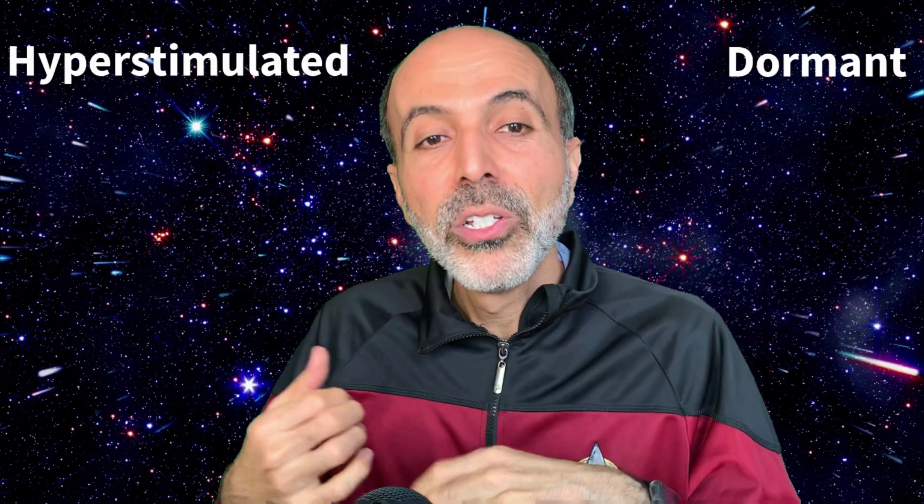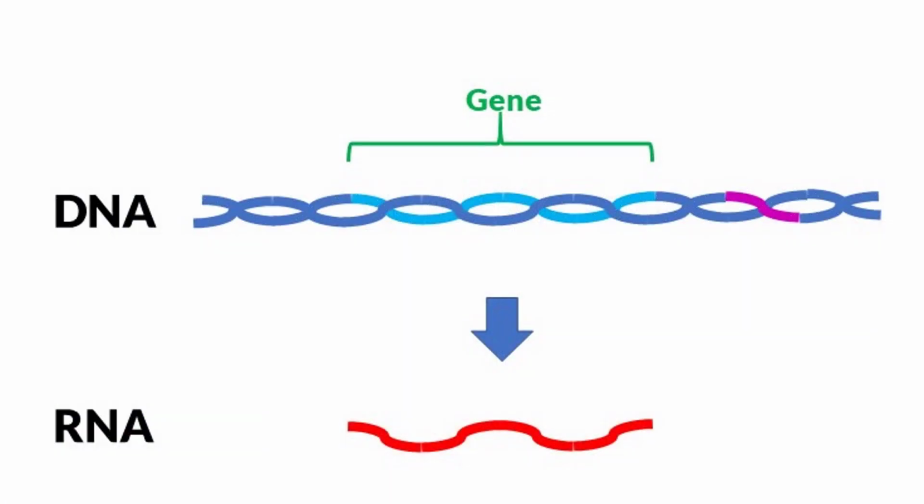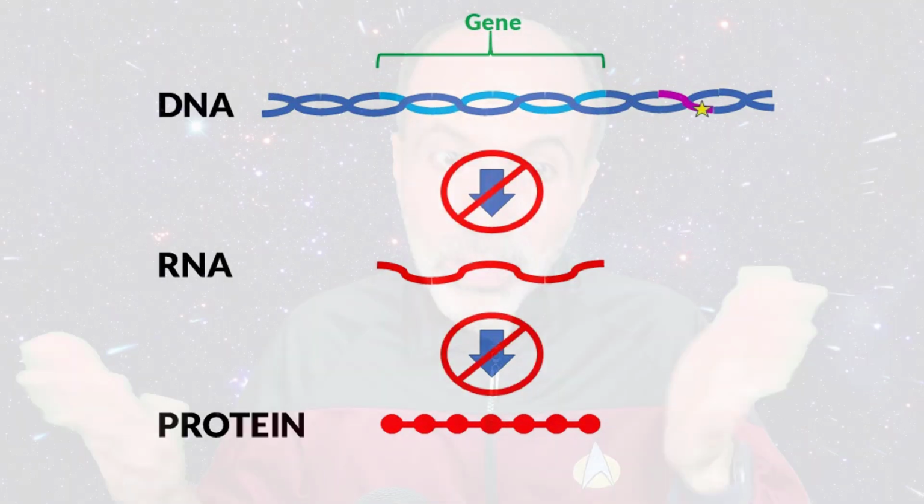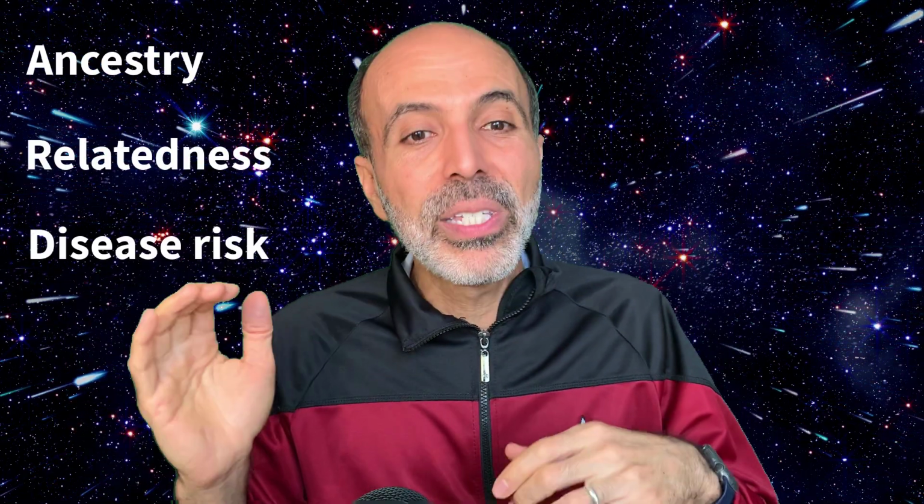Again, that's accurate. Genes produce products called RNA, and these guide the formation of proteins, and these genes can be turned on to higher levels, or hyperstimulated, or turned off or to lower levels, or made dormant. So again, pretty good. Next, across the various series, there are various genetic tests done for determining genetic ancestry, or relationships of individuals, or disease risk.